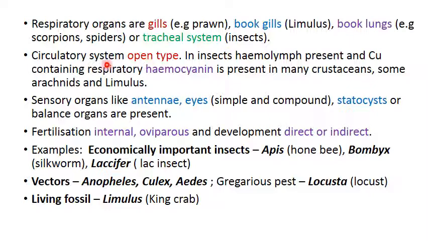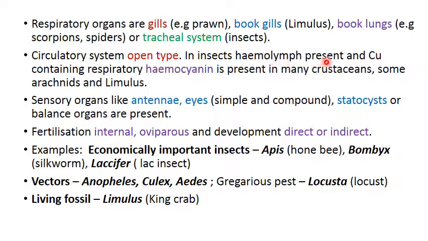So now coming to the circulatory system. Circulatory system is the open type. Annelids, as I said, are the only example where there is a closed circulatory system in the case of invertebrates. So in insects hemolymph is present, because air is going directly into the cells, into the tissues, so they don't need a respiratory pigment to transport the gases.